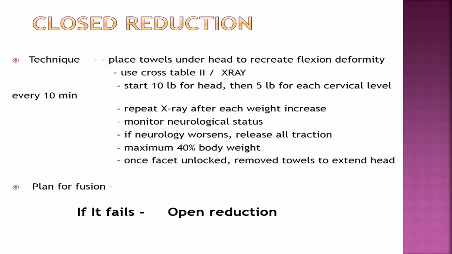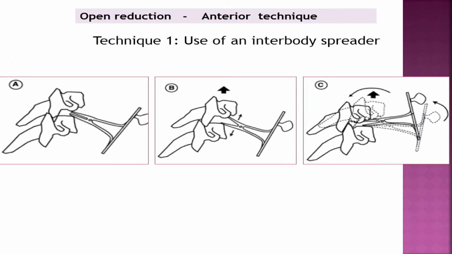then remove the towel so the neck goes into extension to achieve the reduction, and reduce the traction weight by 50%. And once you achieve that, it's important that fusion is necessary. You can plan for a fusion depending on your choice, whether to go for anterior or posterior. If it fails, then you have to contemplate an open reduction. Open reduction could be anterior or posterior, again depending on the surgeon's preference.